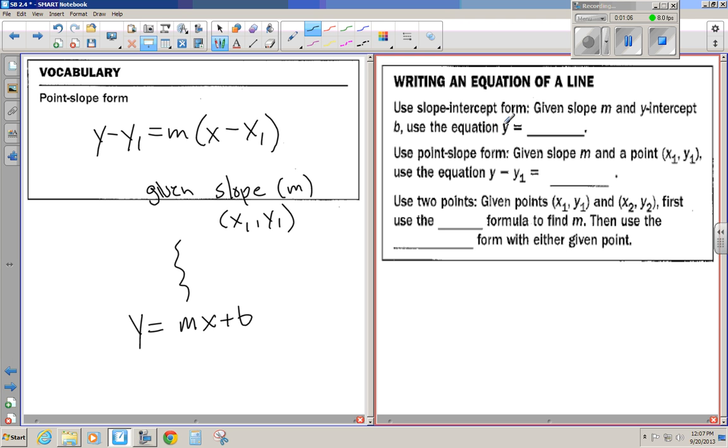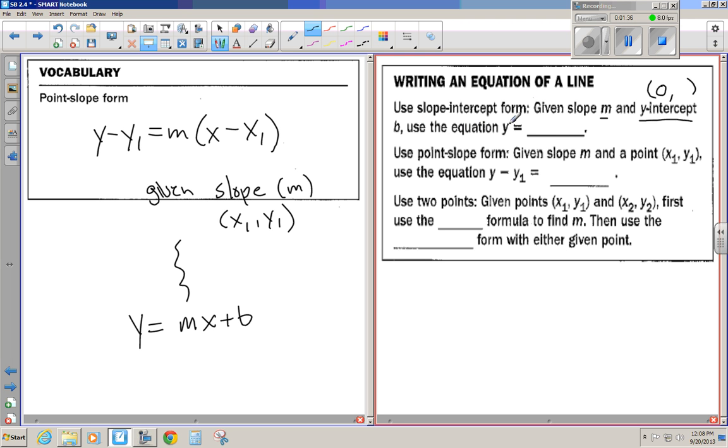So this is when you use the different equations. Use slope-intercept form if you're given m and the y-intercept, or b. Remember, the y-intercept is any point where x is 0. So if x is 0, it's the y-intercept. It may not tell you it's the y-intercept, but if it's a 0, it's the y-intercept, and this is the fastest way of coming up with an equation.